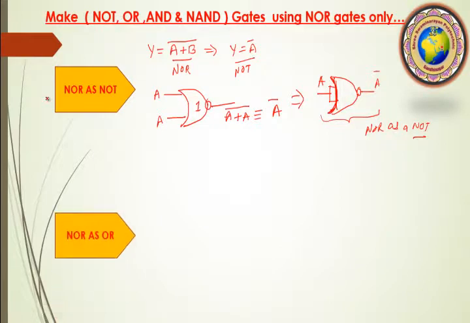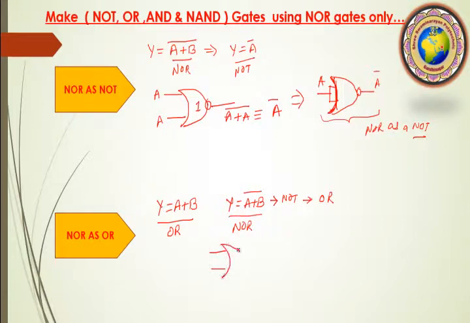Okay, now our second one is NOR as an OR gate. Now we know that y is equal to a plus b is the equation of our OR gate, but we have y equal to (a plus b) whole bar because this is the form of NOR. So we do not want this bar, so we have to convert this. If this is given into a NOT, automatically this will be our OR function. So I take one NOR gate.